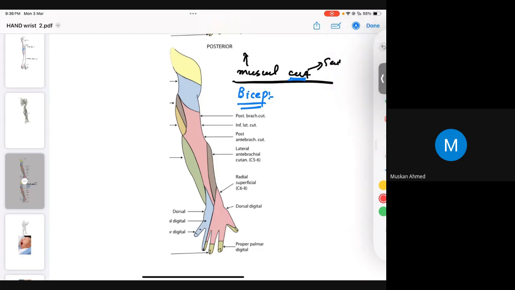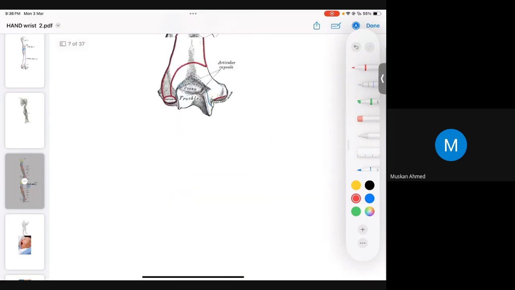So the next one we are going to discuss is trunk injury, right? We discussed that we have an upper trunk and a lower trunk, right?